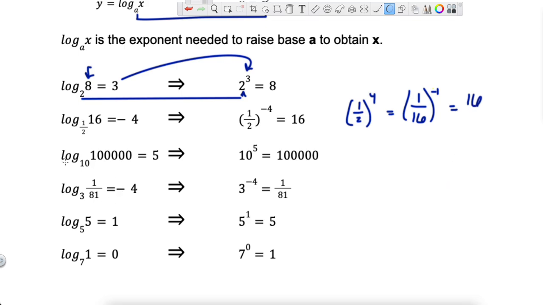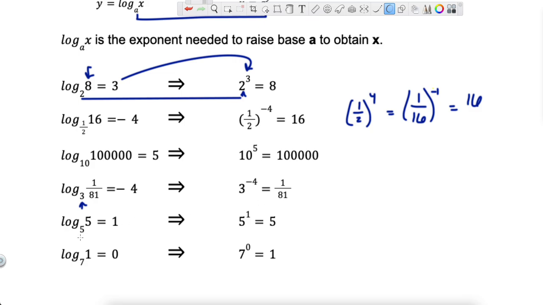Okay, log base 10 of, what do we have here? 100,000 equals 5. So we can translate this as saying base 10 raised to the 5 is 100,000. Same with this one. We have a base of 3 raised to the -4 is 1 over 81. Remember again, the negative makes the number reciprocal.